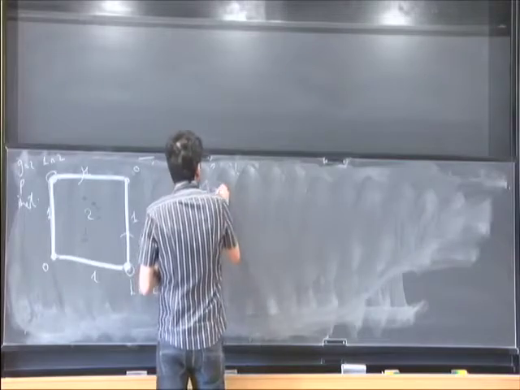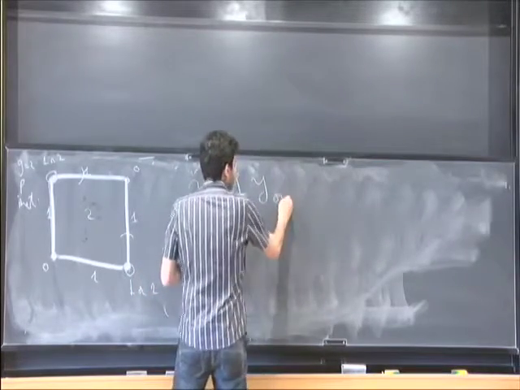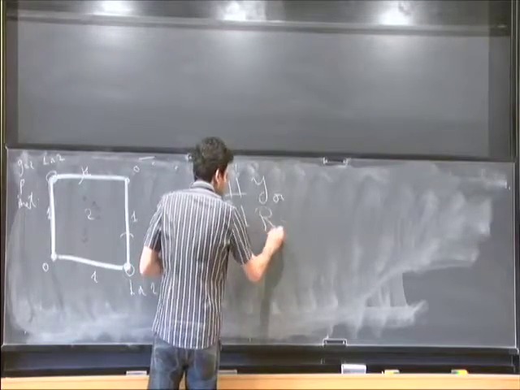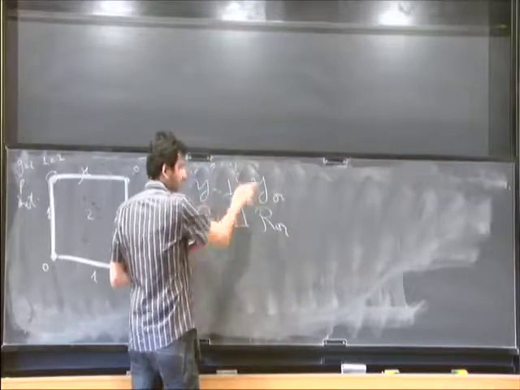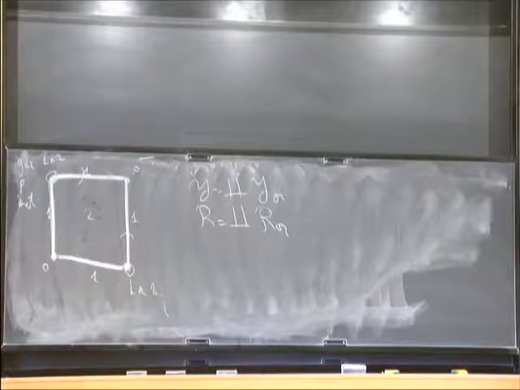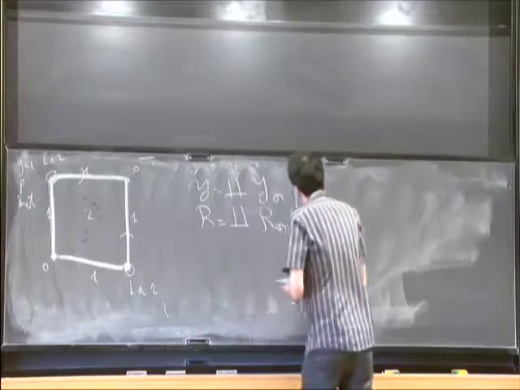And Y is a disjoint union of connected components, and R correspondingly is... so R_A is R intersection with Y_A, okay? Because I'm considering the full modular variety. Okay, now let me tell you how to prove this.